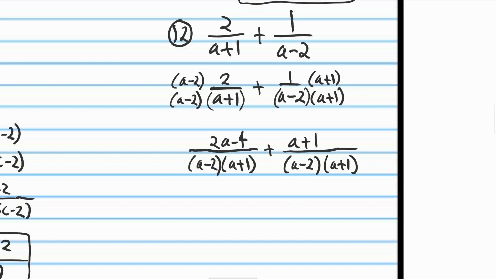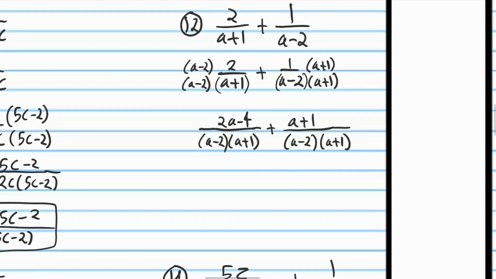So now we're ready to combine 2a minus 4 plus a plus 1. That would give us 3a minus 3. And I almost got excited there because it almost looked like we would be able to reduce this fraction, because if you factor out a 3, you get 3 times a minus 1. If this were an a minus 1 in the denominator, then we could actually reduce that. But since we don't have an a minus 1, we really cannot reduce it. So that would be our final answer.